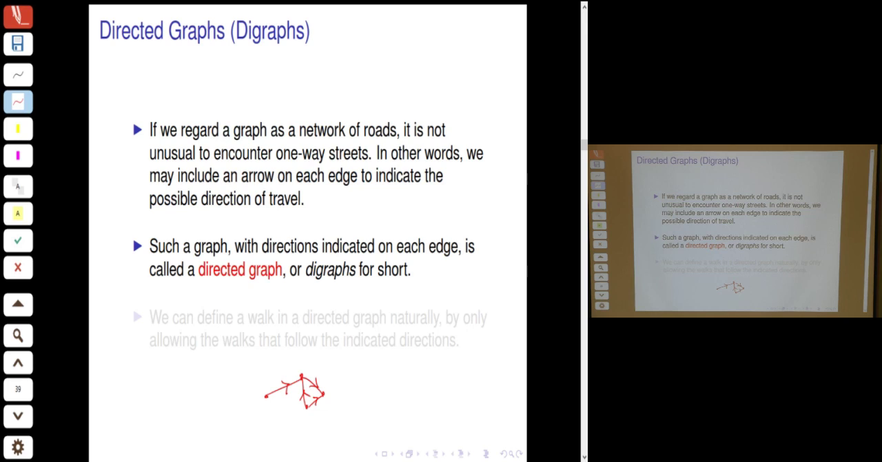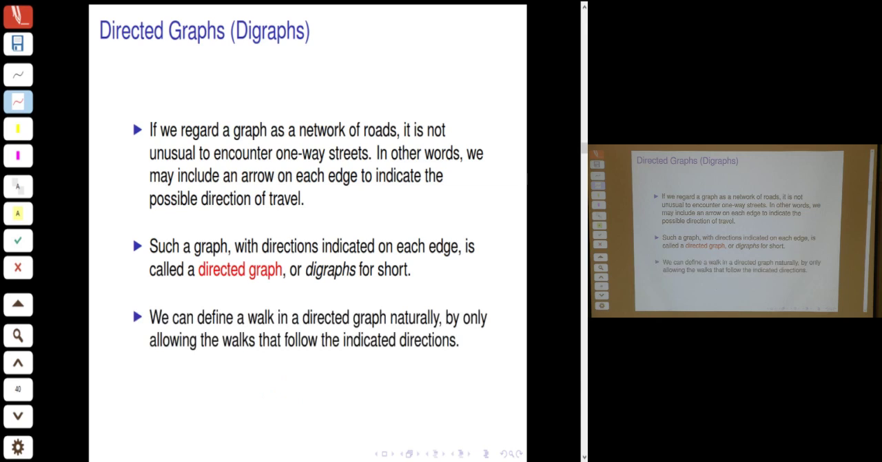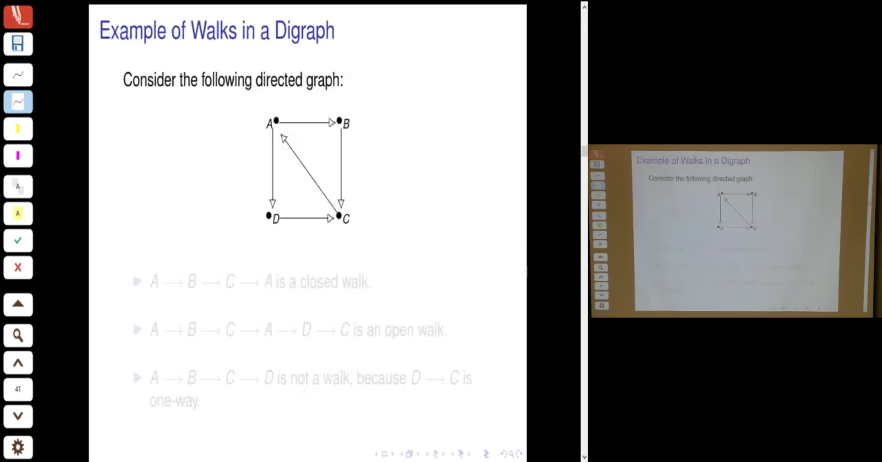And we can define a walk in a directed graph naturally by only allowing walks that follow the arrows. So if you are on a directed graph, the natural definition of a walk would be to follow the arrows on the edges on which you are walking, right? That is intuitively clear, and it is also natural from the point of view of interpreting the edges of the graph as the roads in a road network. Okay.